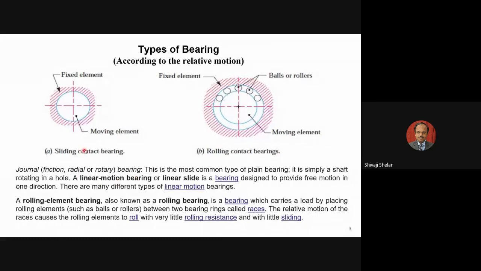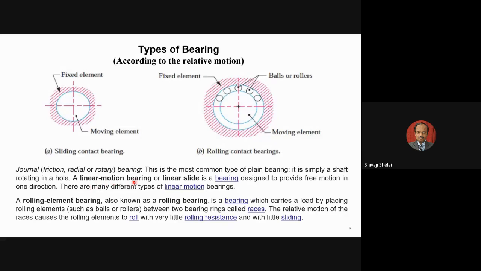We have a separate module on sliding contact bearing, which we will learn separately. So what do you mean by sliding contact bearing? It is a journal. Journal means bearing surface, frictional surface. This is the most common type of plain bearing. In the last slide, we learned about plain bearing. It simply supports a hole. You may have heard the name bush bearing. A bush bearing is a journal bearing, which is a sliding contact bearing. It is the easiest method of manufacturing a bearing, and a low cost bearing.